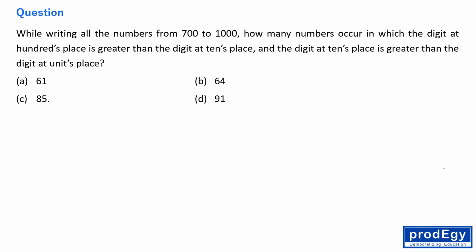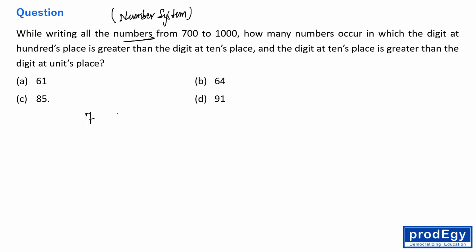Next question talks about while writing all the numbers. This question again belongs to number system. The question says: while writing all the numbers from 700 to 1000, how many numbers occur in which the digit at the hundreds place is greater than the digit at the tens place, and the digit in the tens place is greater than the digit in the units place? Okay, fine. See everyone, 7, right? Okay.